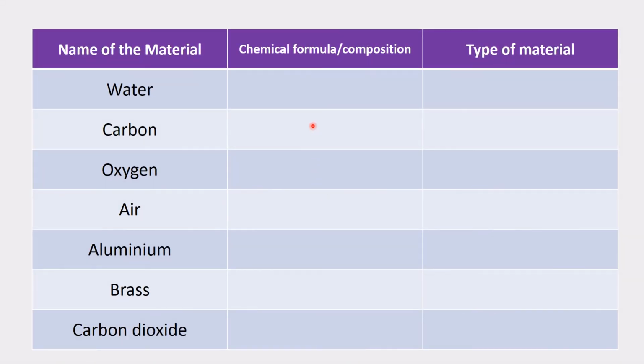Now we'll see the table given on page number 40. See, the name of the material is water. The chemical formula of water is H2O, and the type of material is compound, because when two or more atoms of different elements combine together, a compound is formed. So which are the two different types of atoms here?